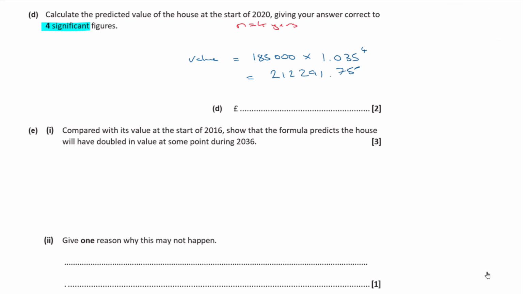212291.7551. I probably wouldn't bother doing this if it was my test. So 4 significant figures then. 1, 2, 3, 4. We're going to round off after that 2 there. Next digit is a 9, which means I have to round up.